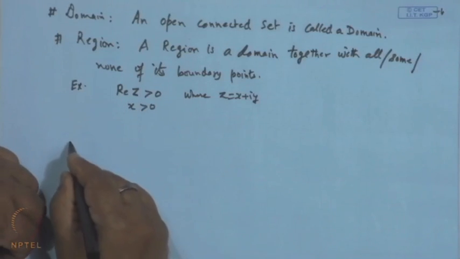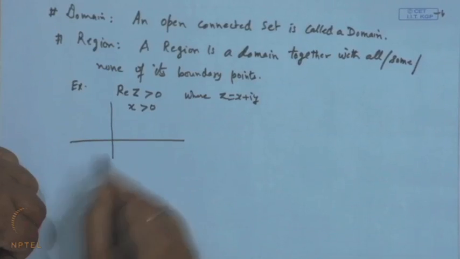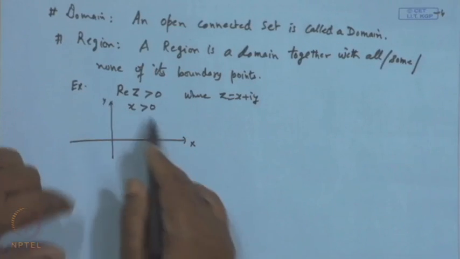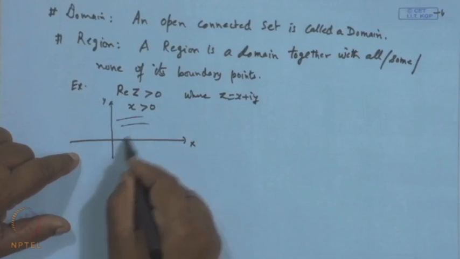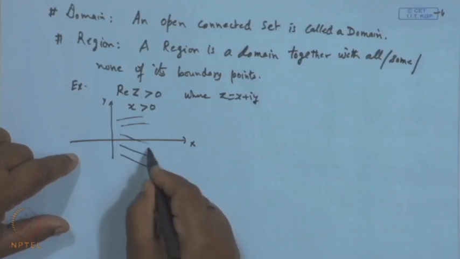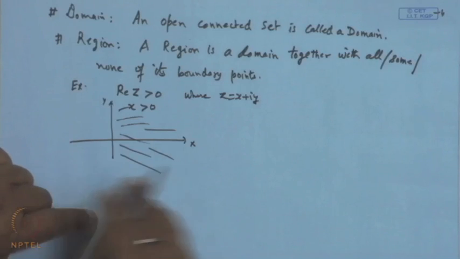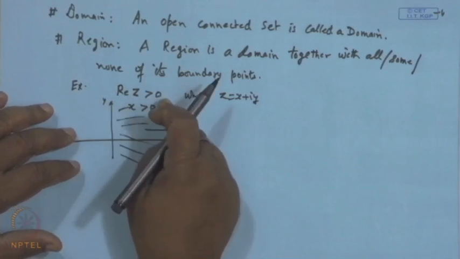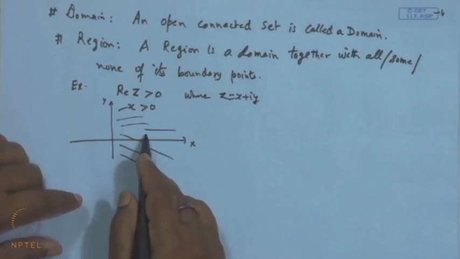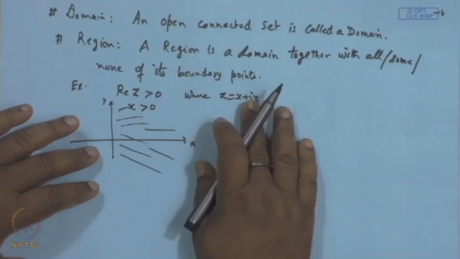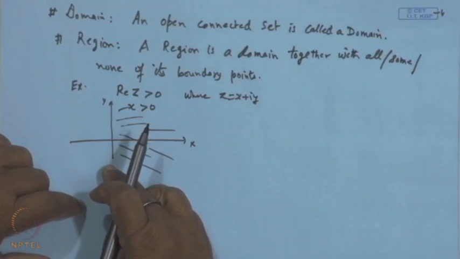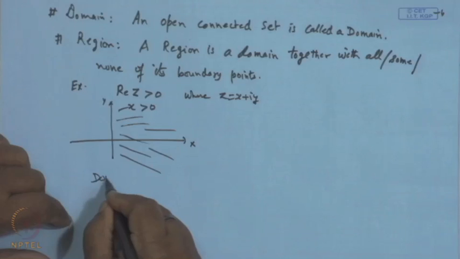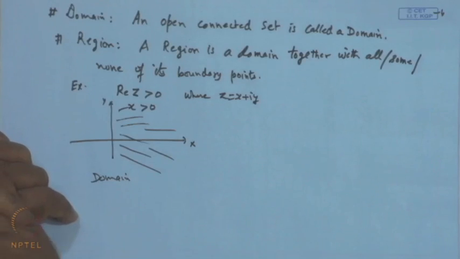So, this is our complex plane, this is the x axis, this one is the y axis. Now, we want x to be greater than 0. So, all the points which are falling here, the collection of these points will give the set real part of Z is greater than 0. Now, obviously, this set is an open set, because the boundary is not included, and second, it is also connected, one can join any 2 points. So, it is a domain. It is an open connected set.